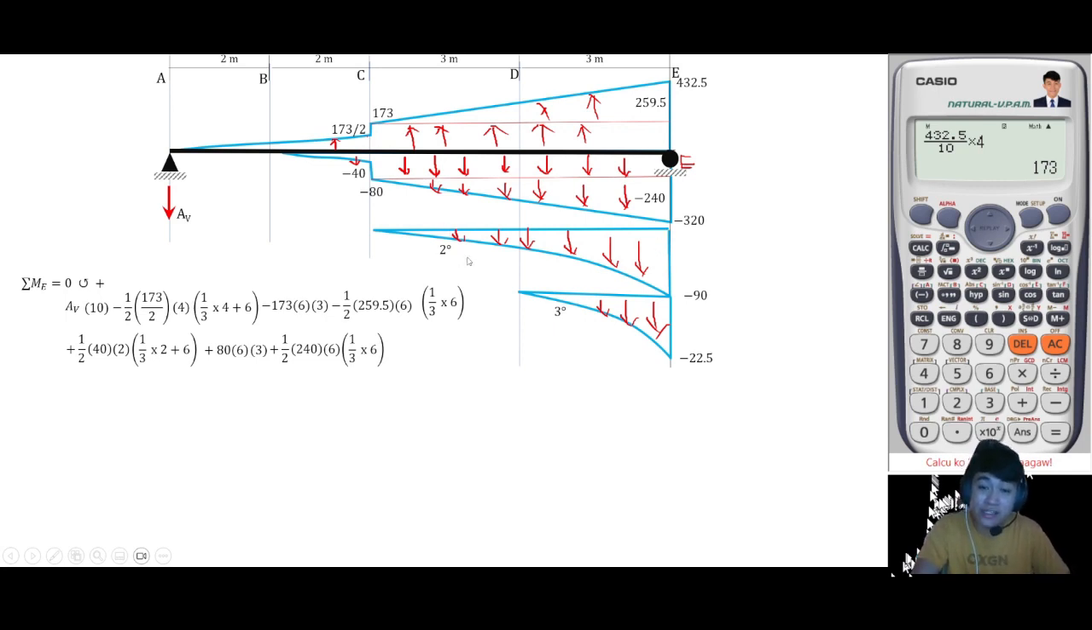Spandrel, the area of spandrel, second degree, 1/3. Okay, 1/3 of 90 times 6 times a distance of 1/4 of 6. And then spandrel again, third degree, 1/4, times the distance of, for third degree, that is 1/5. So that is equal to 0. Shift solve. So we can now solve the value of AV.